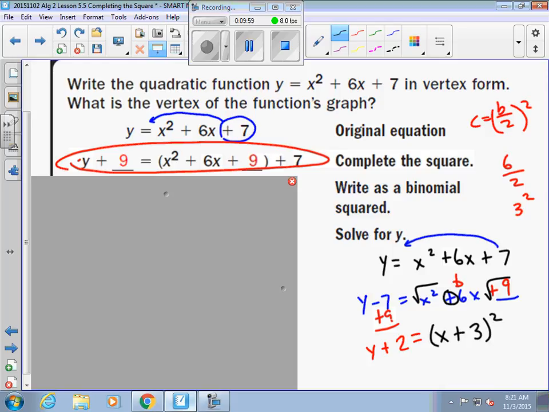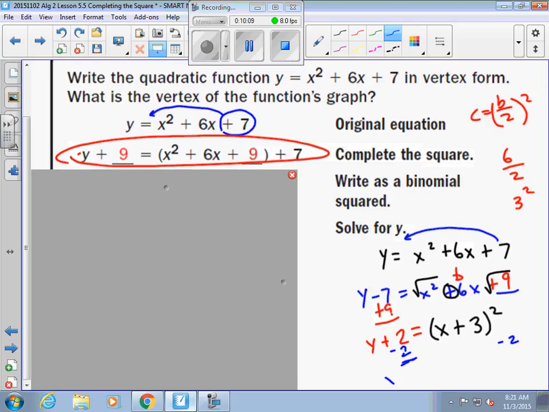And then the last thing you got to do to make it vertex form is get rid of that plus 2 right there. Subtract 2. You subtract it there, subtract it here. So you're going to get something that looks like this. Y is equal to x plus 3 squared minus 2. Remember, you can't take 2 away from plus 3 because it's inside parentheses. And this is vertex form.